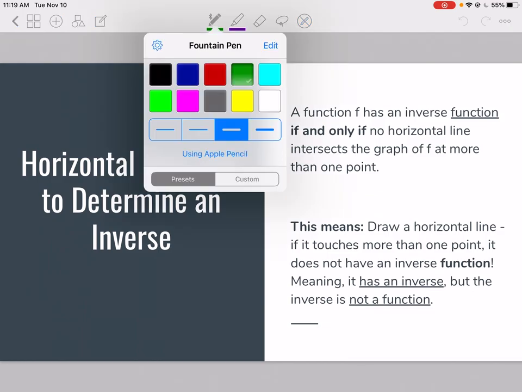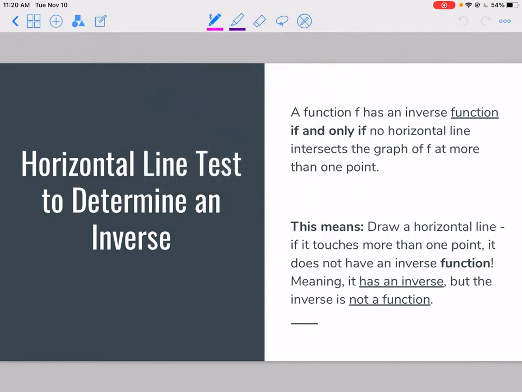The horizontal line test is similar to a vertical line test, except the difference is that now we're talking about horizontal lines, obviously, and dragging those across the graph. So this is a way to determine if a function has an inverse function. A function has an inverse function if and only if no horizontal line intersects the graph at more than one point. So if you sweep a horizontal line up and down the graph, and it only touches one point at a time, then there's going to be an inverse function, okay?